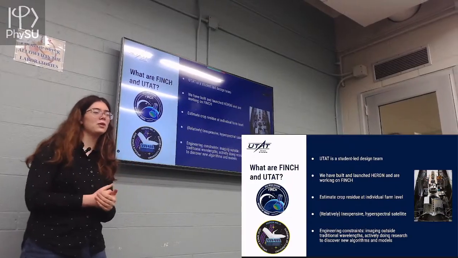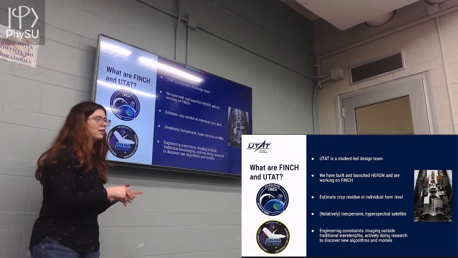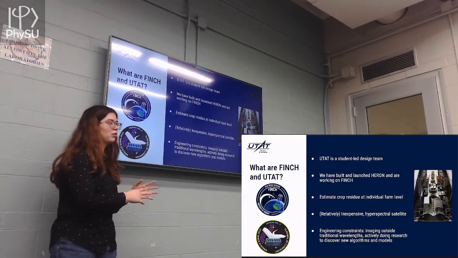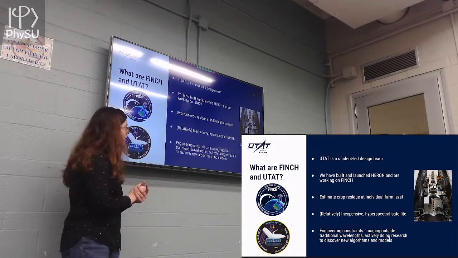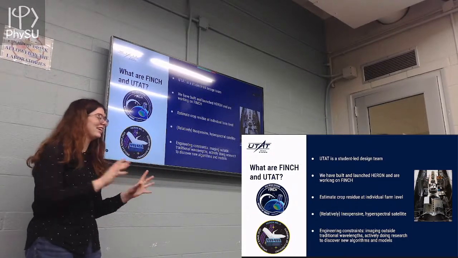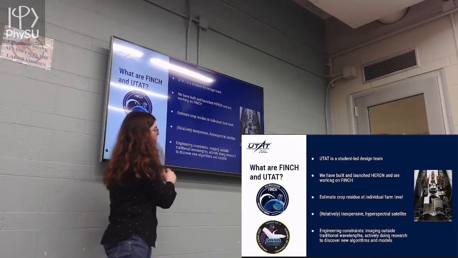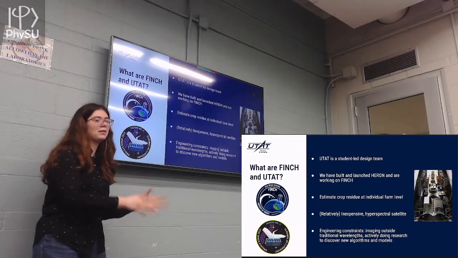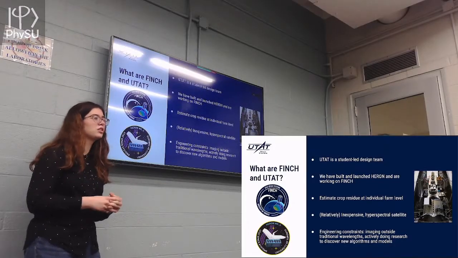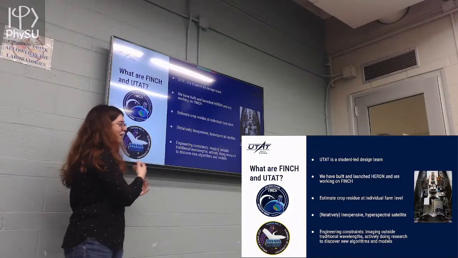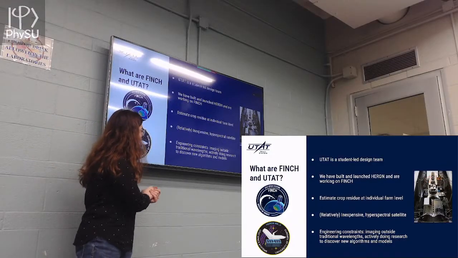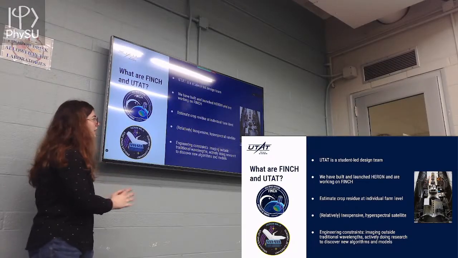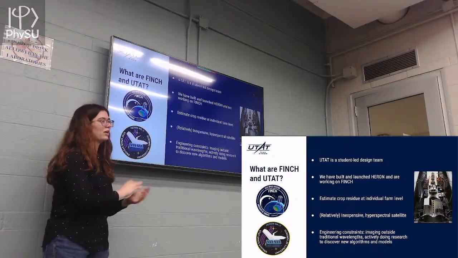So what Finch is going to do is it's going to estimate crop residue at an individual farm level. It's a very cheap satellite, and it's hyperspectral, which means that it images at various wavelengths. You will get a little bit into that later on. But what we basically do is we leverage many engineering constraints, and we image outside of traditional wavelengths, which makes our data analysis much more complicated, but also much more interesting. And we're actively doing research into new algorithms and models that will allow us to estimate crop residue in these awkward wavelengths.